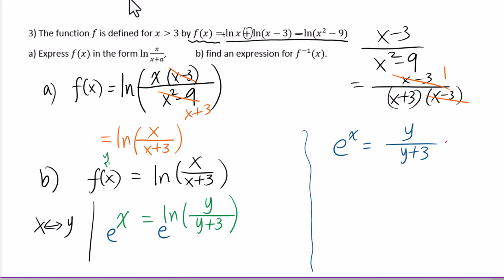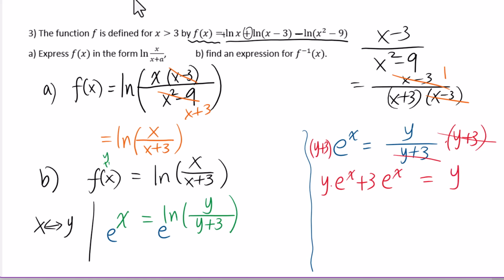Both sides we multiply by y plus 3 because we need to get rid of this denominator. Y times e to the x power plus 3 times e to the x power equals y. Solve for y. This is a linear equation. Move y to the left side. Then 3 e to the x power to the right side. Y times e to the x power minus y equals negative 3 e to the x power.